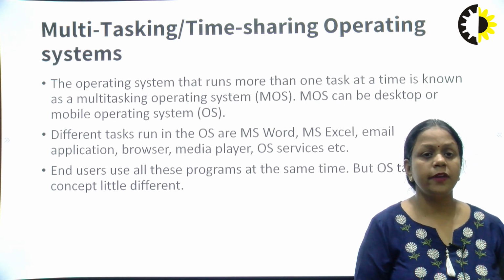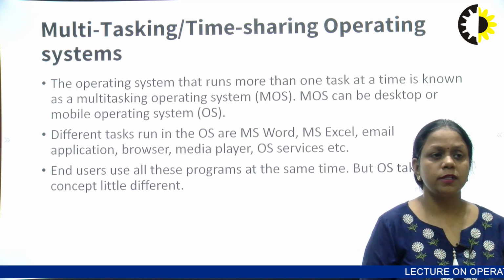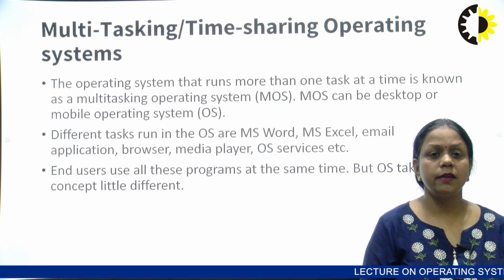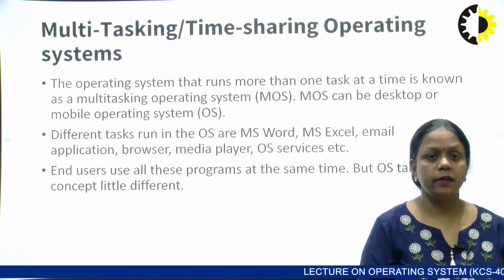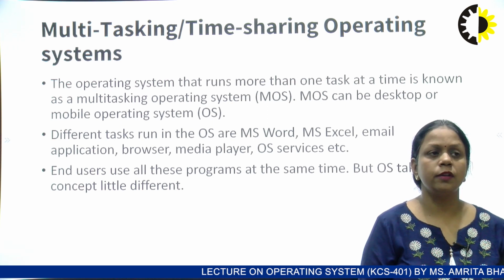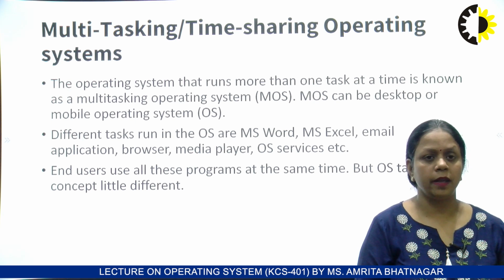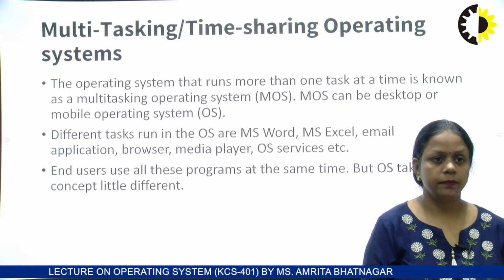For example, if we assign 5 milliseconds for each and every process, then the process will run for 5 milliseconds only, and then the processor will be switched to another process. So for each and every process, the time limit is given here.